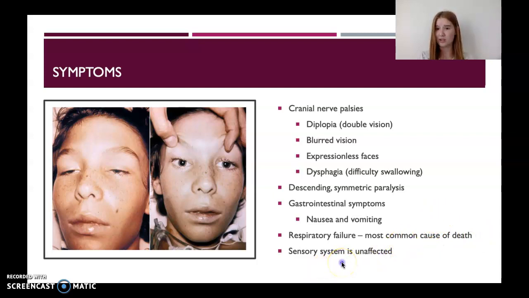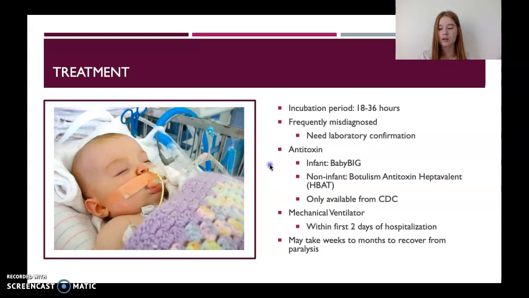However, interesting to note, the sensory system is always unaffected, meaning their intellectual function is completely preserved. They're totally aware of what's happening, even while completely paralyzed. There have been cases of patients completely paralyzed and intubated who tap their fingers in order to communicate with their physicians. They're completely aware. So the treatment for this disease involves mainly the antitoxin and mechanical ventilation if necessary.